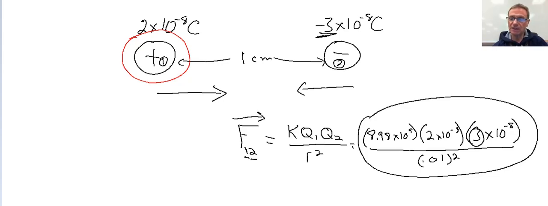So when I plug these into my calculator, the answer I get is 5.38 times 10 to the negative 2 newtons. That's the force on the positive charge due to the negative charge. That also is the force on the negative charge due to the positive charge. It would be equal and in the opposite direction, based on Newton's third law.